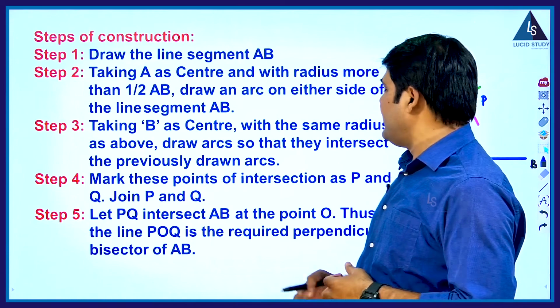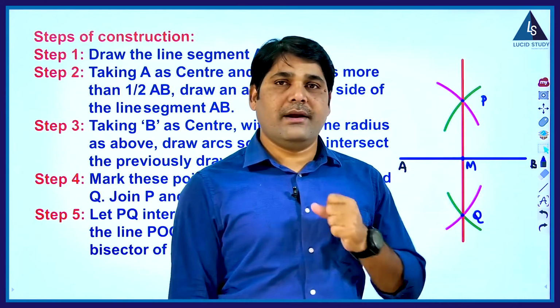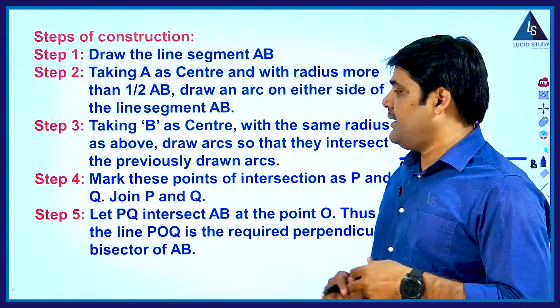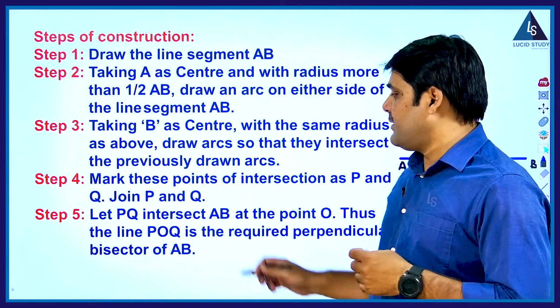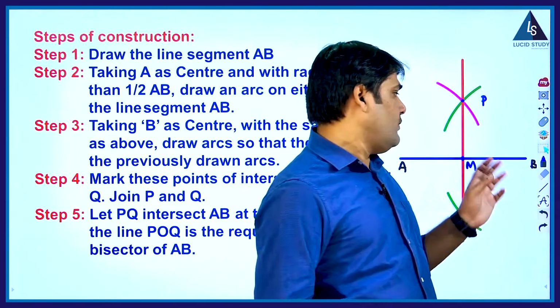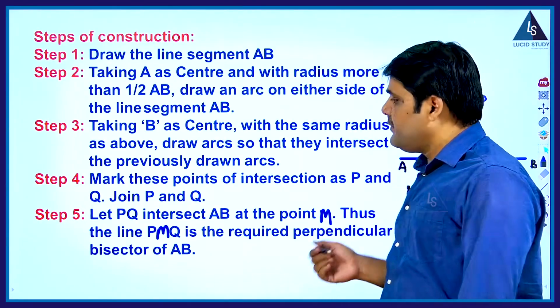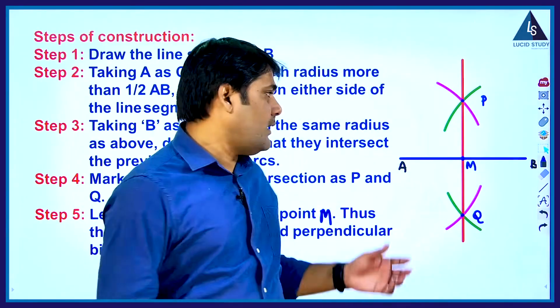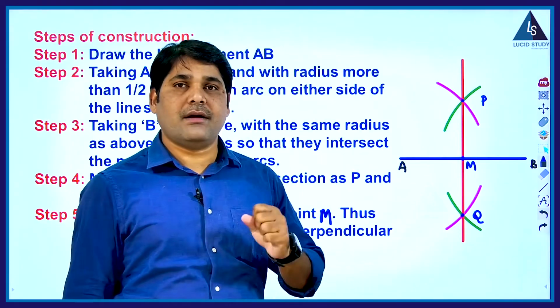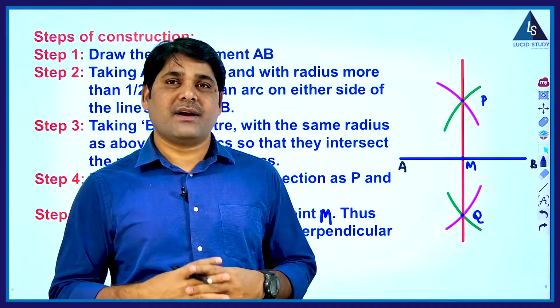Now name these points of intersection P and Q. So P and Q I have made. Now join P and Q. So let PQ intersect AB at some point, we have taken M. So let it be M here. So at M, the line PMQ is the perpendicular bisector of AB at the point M. So like this we need to write the steps of construction.